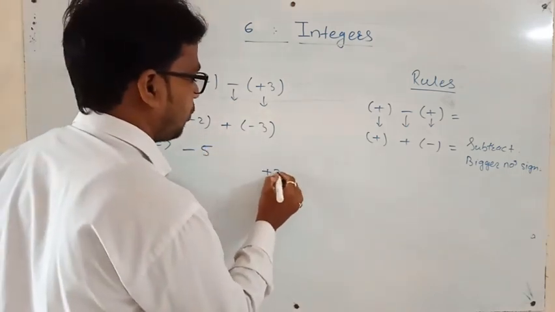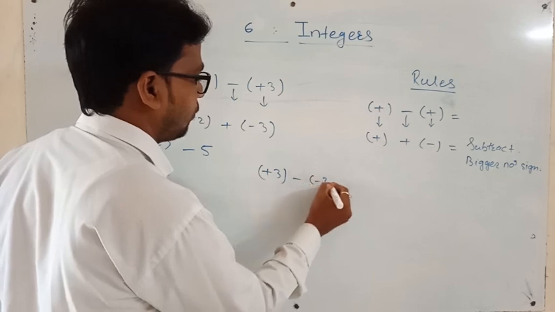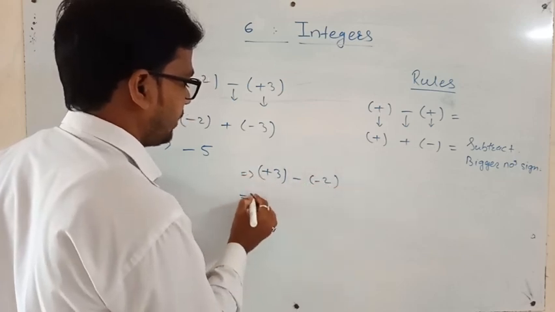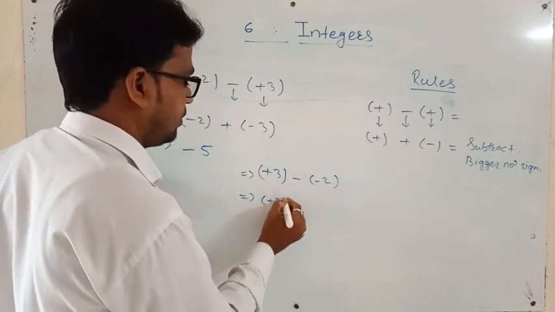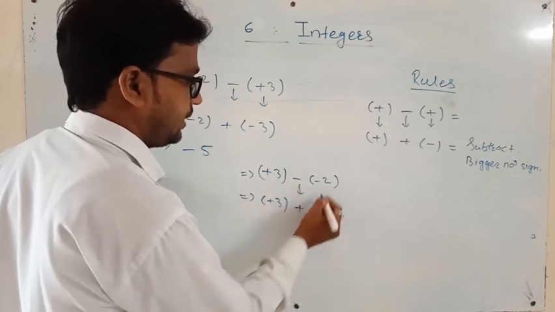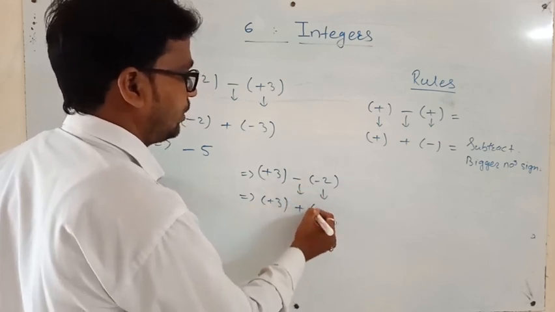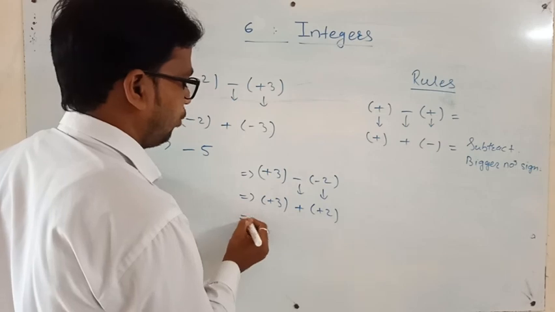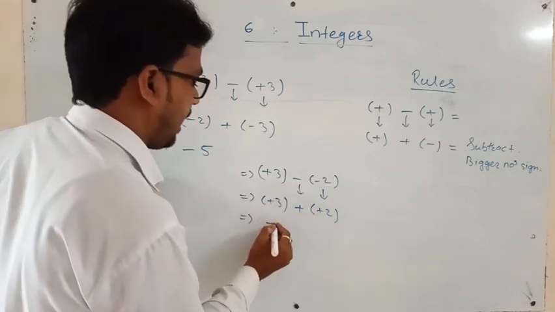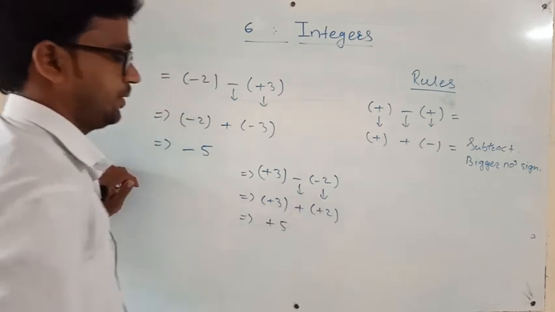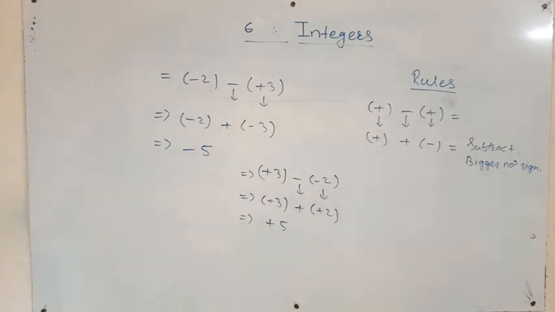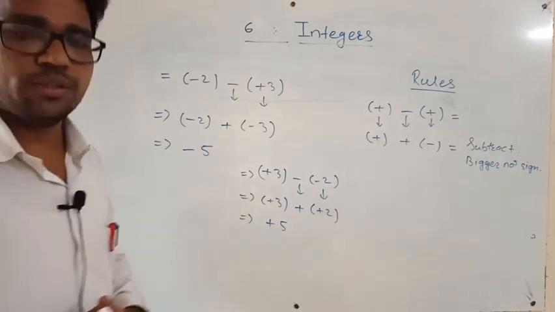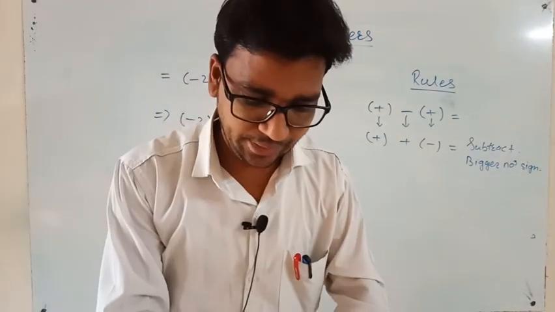So if the first number is positive and another is negative, then what to do? Same, positive 3 as it is. Here subtraction, addition will be there. Negative 2 becomes positive 2. Now both the numbers are positive, then add them and give the positive sign. So it is all about exercise 6.3.